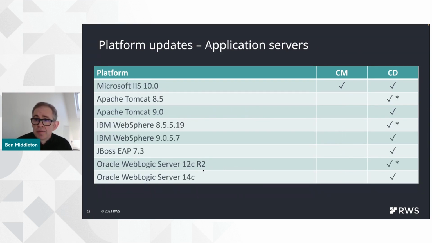And then finally, on the application server side, so obviously for the CM side, it's IIS 10. And then on the delivery side, we've updated to the latest versions of each of the existing ones, except for Apache Tomcat. So we're still on Apache Tomcat 9 because the latest version of Apache Tomcat has problems with Spring at the moment.